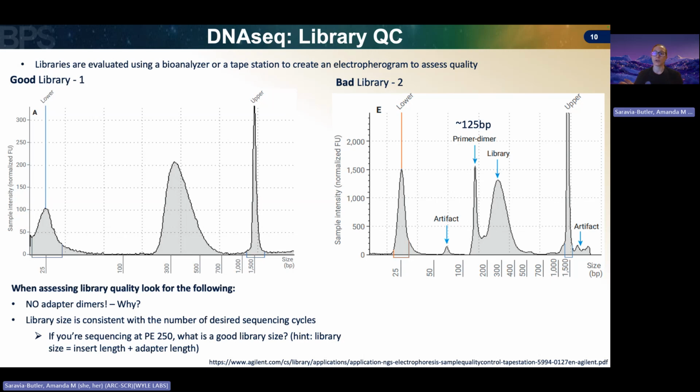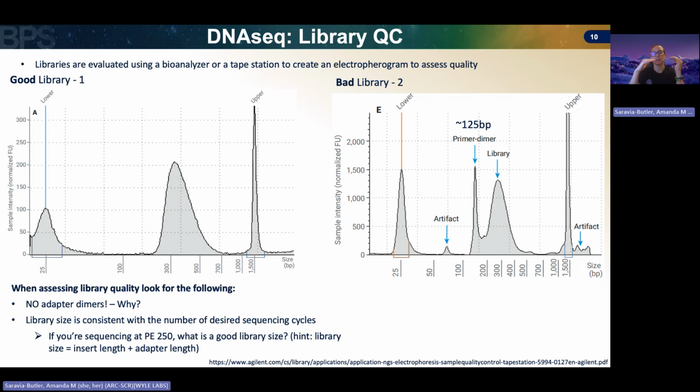So for example, if you ultimately want to sequence your libraries at paired end 250, that means you are going to be sequencing your unknown fragment at 250 base pairs from the 5' end and 250 base pairs from the 3' end. And you usually want to have a little bit of overlap between the sequences that are generated from your forward and your reverse reads here.